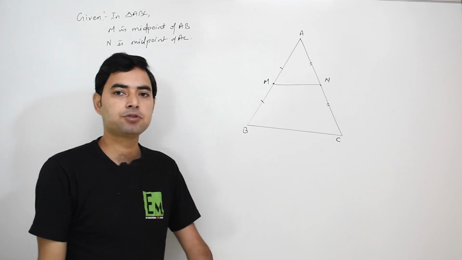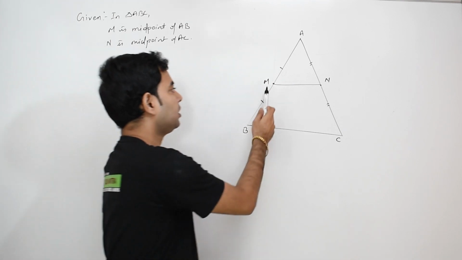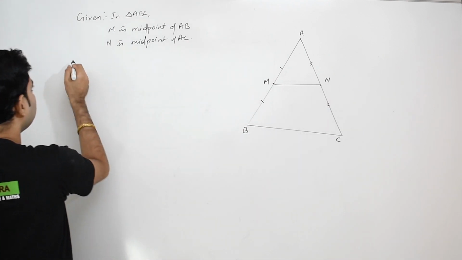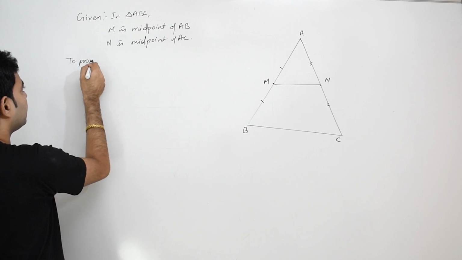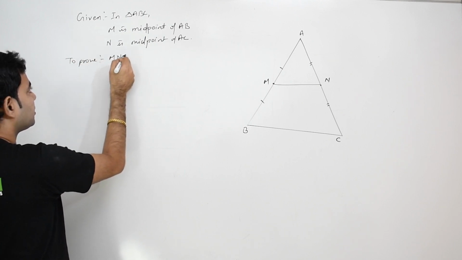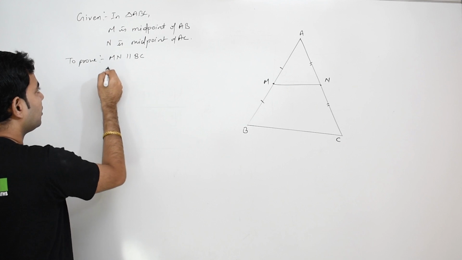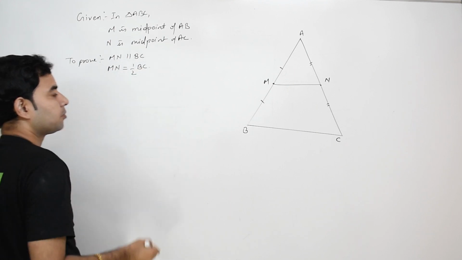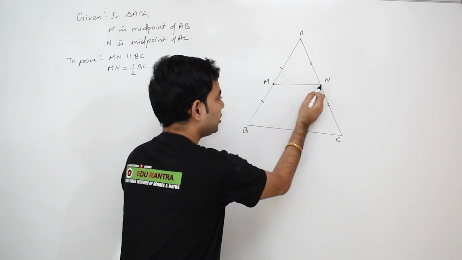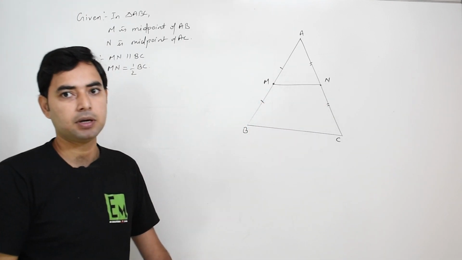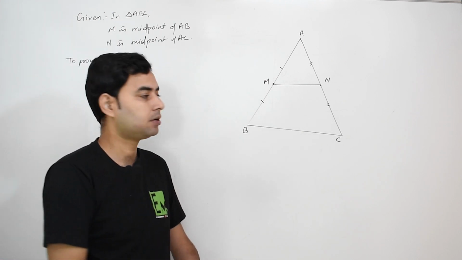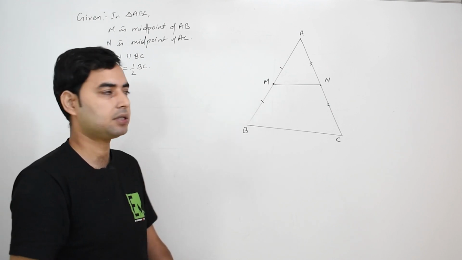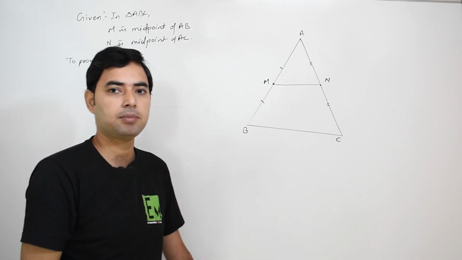MN is a line segment joining the midpoint of two sides. So MN is parallel to the third side and half of the third side. It means that you have to prove MN is parallel to BC and MN is half of BC. मतलब MN जब दो साइड के मिड पॉइंट पे ज्वाइन हो रहा है, वो सेगमेंट है MN, तो MN क्या होना चाहिए? थर्ड साइड दैट इज BC को पैरेलल भी होना चाहिए और उसका हाफ भी होना चाहिए. सो MN is parallel to BC and MN is half of BC.